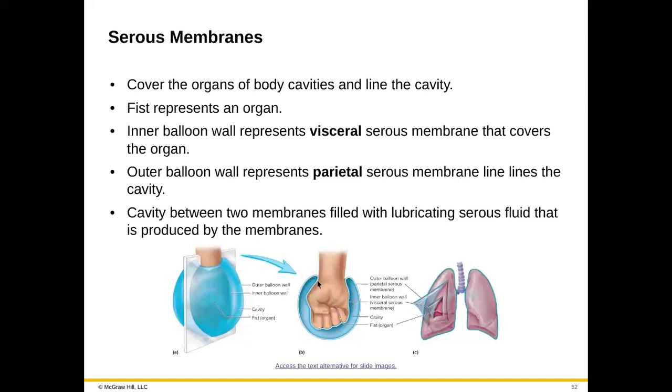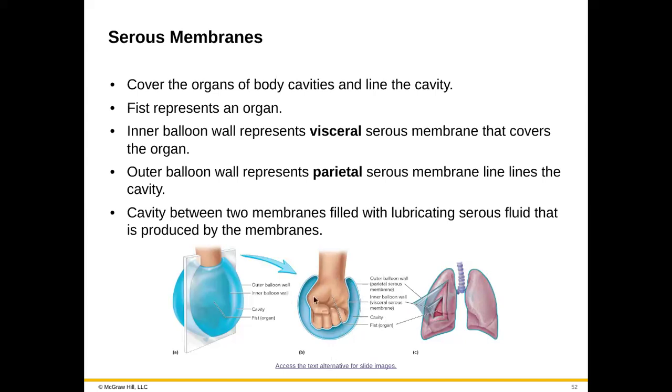So the portion of the membrane that is directly on the organ, in this case our hand, is going to be known as visceral. Visceral means organ. So the part of the serous membrane that covers the organ is known as the visceral portion. This outer part of the balloon that's going to line the cavity is known as parietal. The way that I remember that is parietal means perimeter. So that's on the outside lining the body cavity.